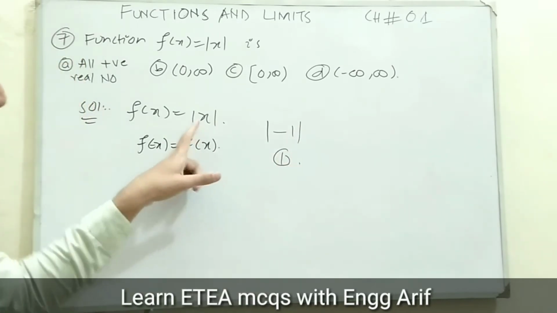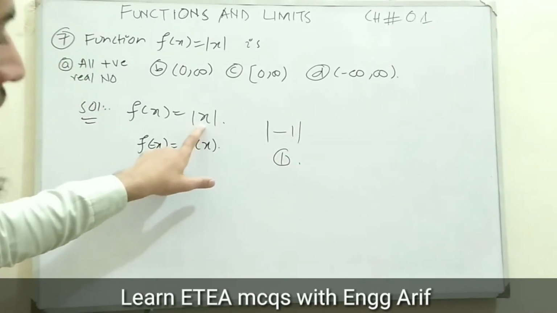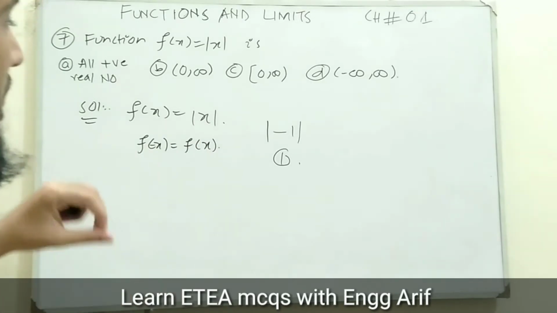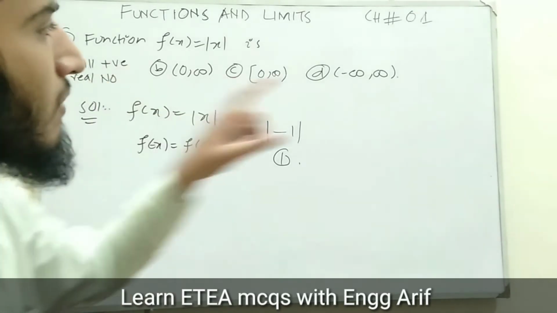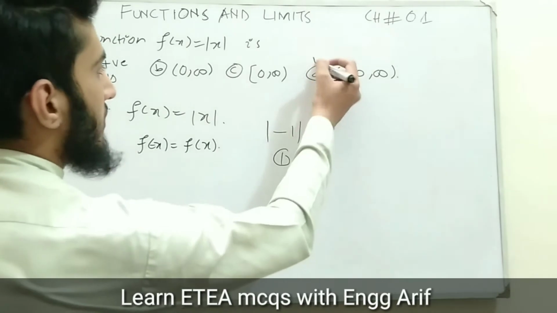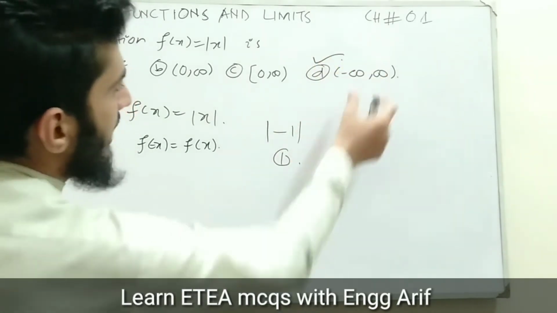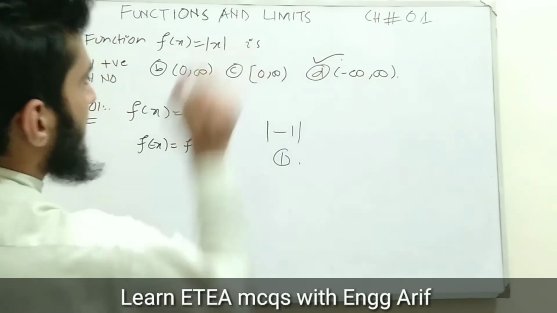So it means that if we put a positive or negative value over here, it will give us a positive real value. So our required answer will be negative infinity to infinity, because if we put each and every value in this interval, it will give us a positive real number.